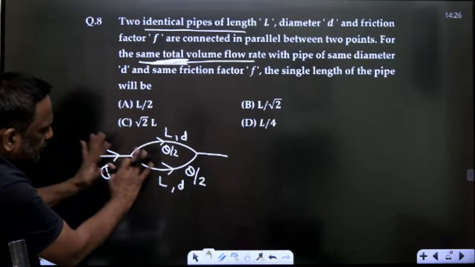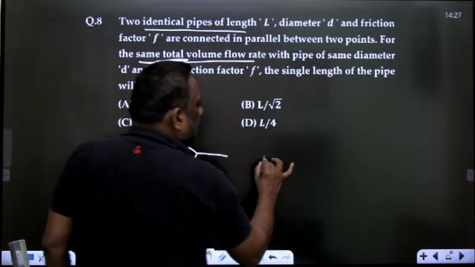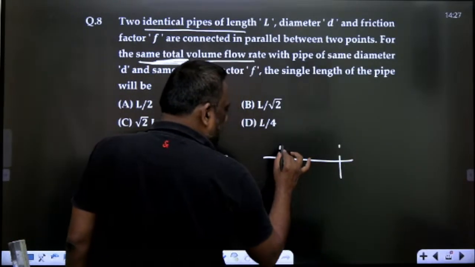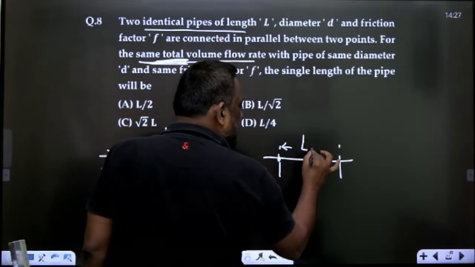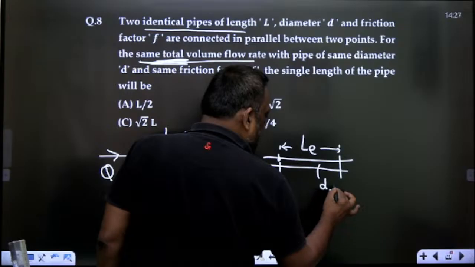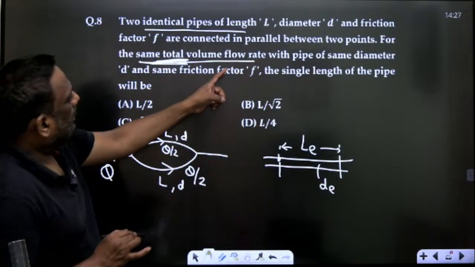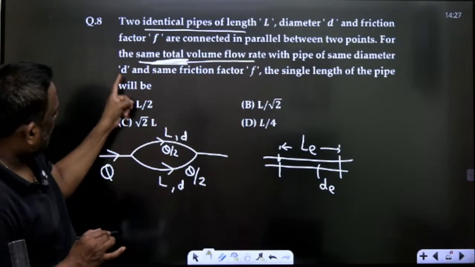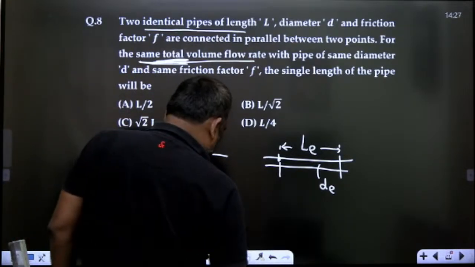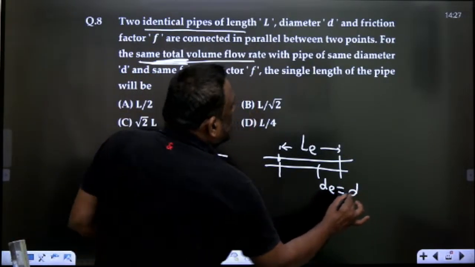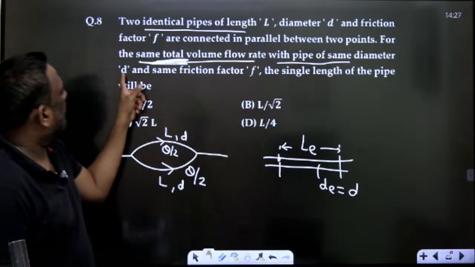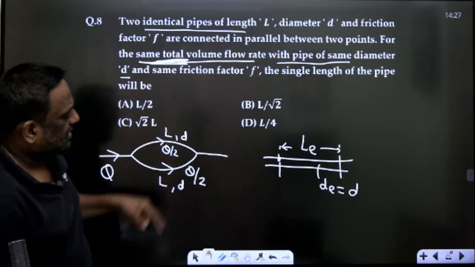Now it is to be replaced with a single pipe. I don't know what the equivalent pipe is, I don't know the diameter. So let the equivalent diameter be D. He said the equivalent pipe diameter is also given as D. Please listen, it should be replaced with a pipe of the same diameter D and the same friction factor.